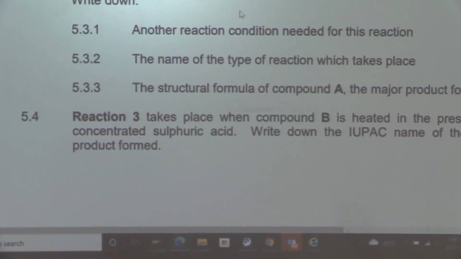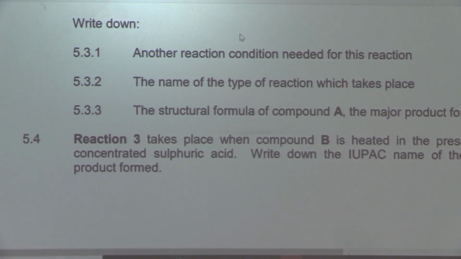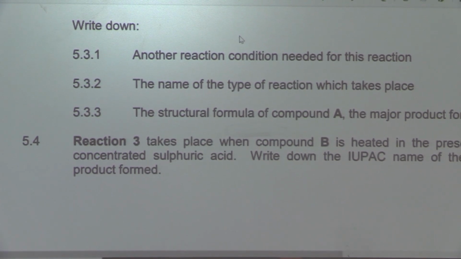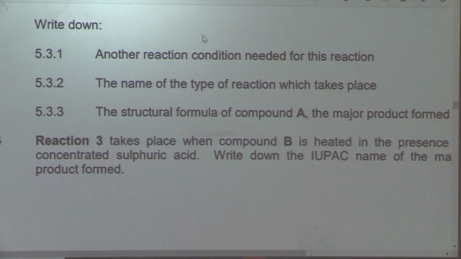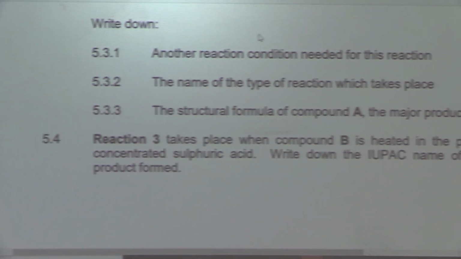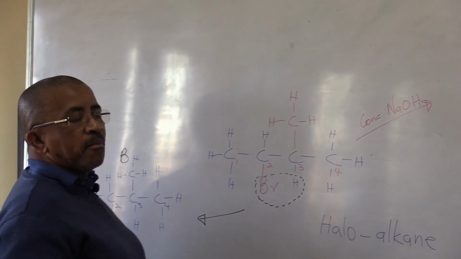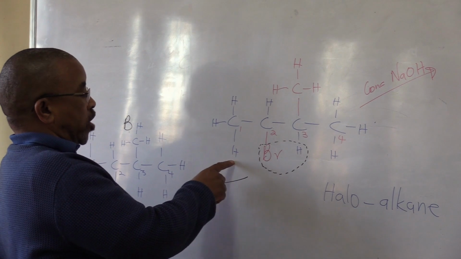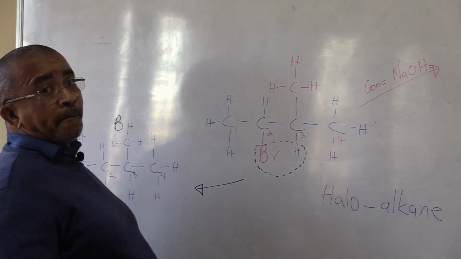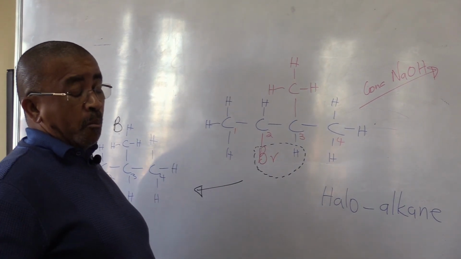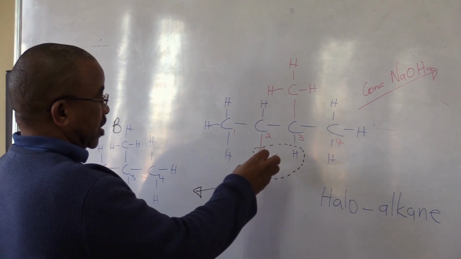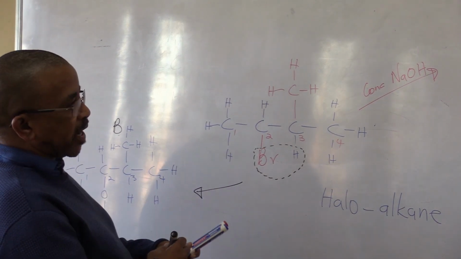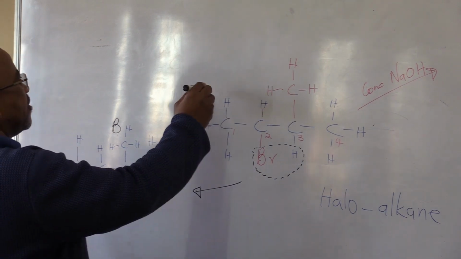Write the structural formula of compound A, the major product formed. Major means in most chances it takes this hydrogen. Maybe for the minor product it could take this H. But for this major one, in most cases it will take this one. Let us write the structural formula here.